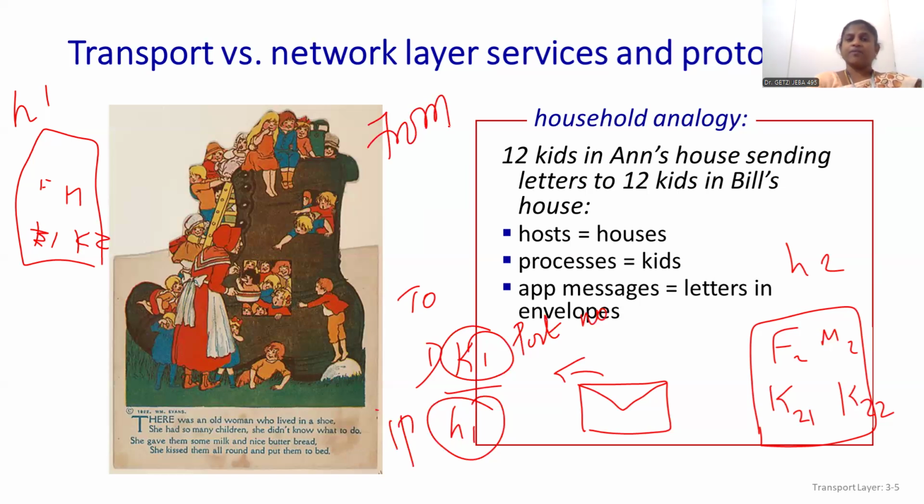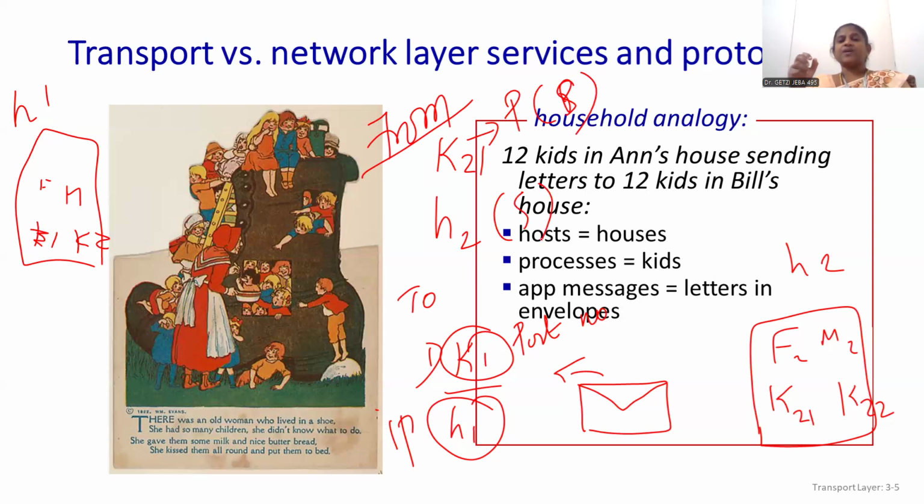Then we have something called a from address. In the from field, you will say from where this message is coming, from K2 and the house 2. So this is the port number of the sender, and this is the IP address of the sender. All right. So the IP address and the port number form a very important role.